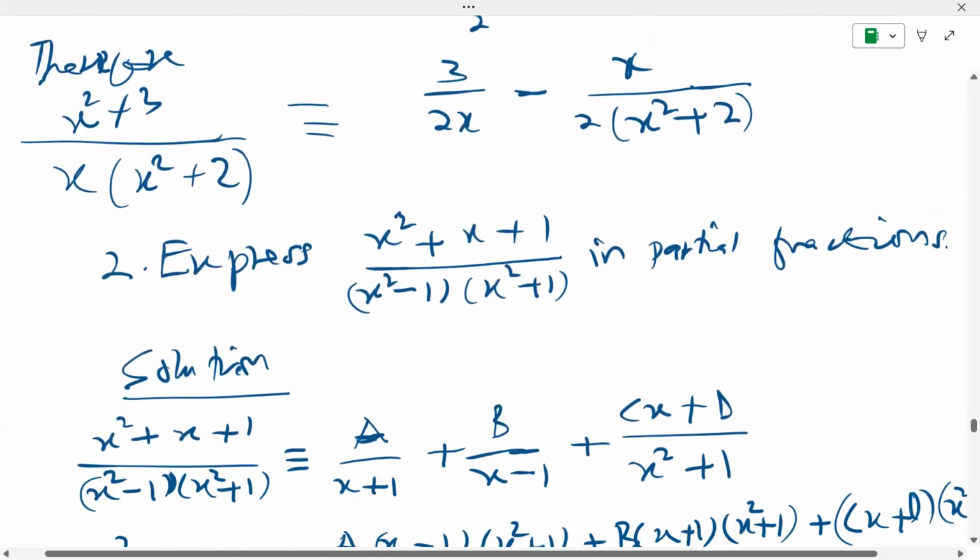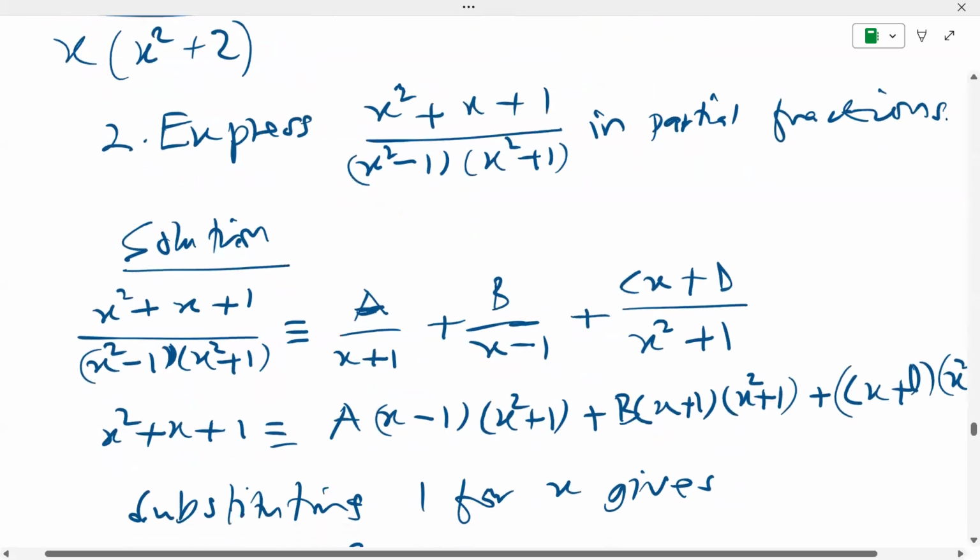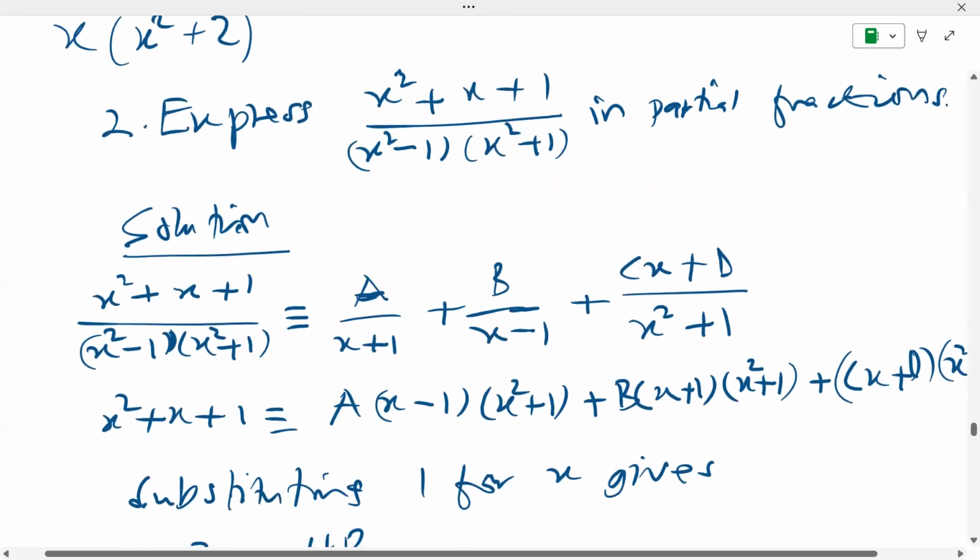Now let's go to another question. I want to express this rational function in partial fractions. We are going to express this in partial fractions.